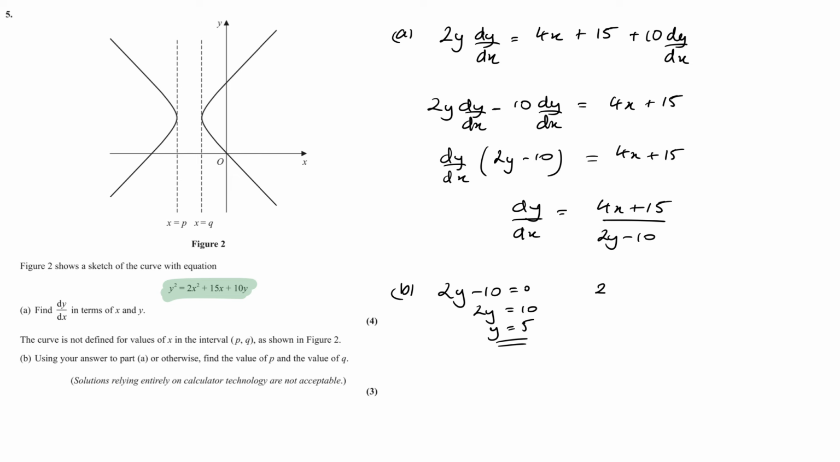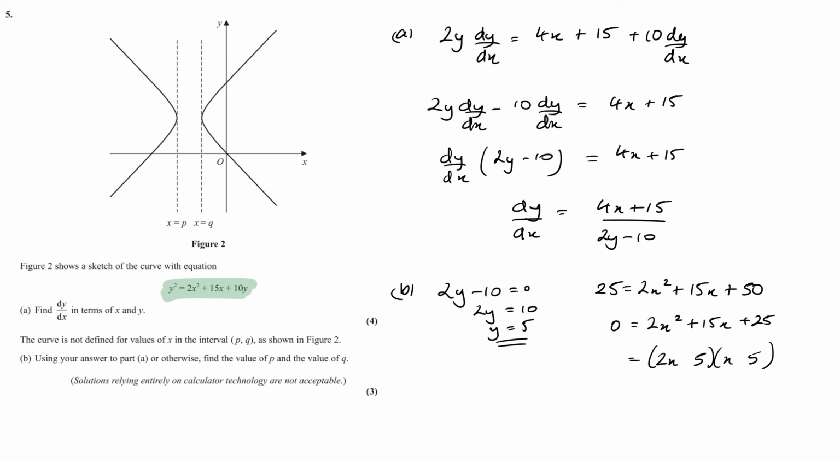So we get 25 equals 2x squared plus 15x plus 50. So this is 2x squared plus 15x plus 25. And then let's see if we can put this into brackets. We'd have a 2x and an x, and it's going to multiply to give me, oh yeah, it's going to be 5 and 5, isn't it? 5 and 5.